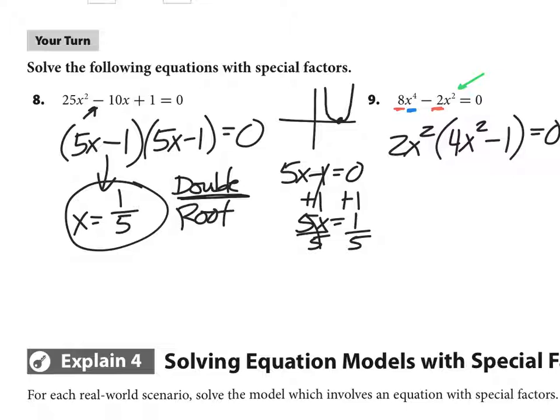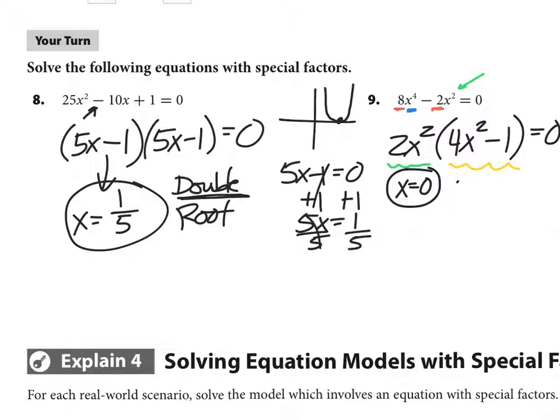Now, whenever you take a GCF out, what would make this be 0? Well, the only way that GCF could be 0 is if x is 0. So there's one of your solutions. But then I also have to deal with the difference of squares part. So I have to factor that now.